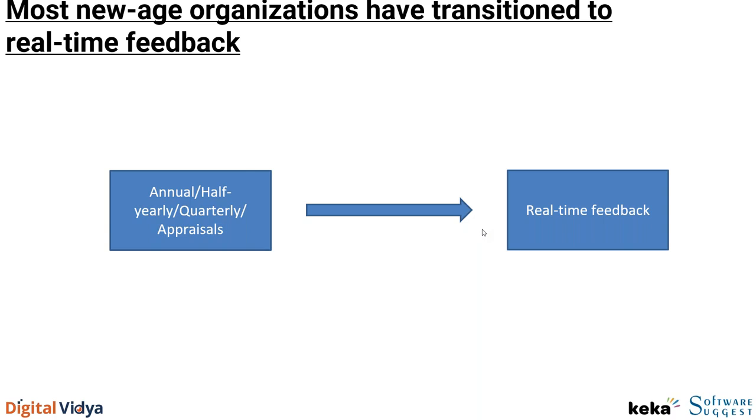So when you talk about real-time feedback, that's something that a lot of new age organizations have moved to. I see a couple of you, or 5% of you, have said that you are already doing it in real time, and that's excellent. 18-20% of you are doing it monthly or fortnightly, which is excellent as well. But for the rest of you, especially if you want to move quicker and transform your organization, it's always important to move to real-time feedback.